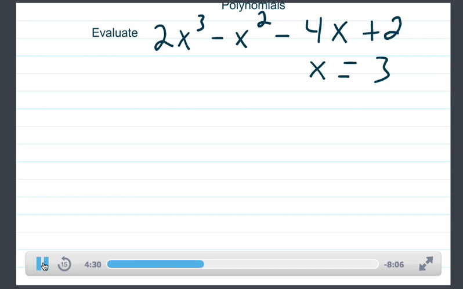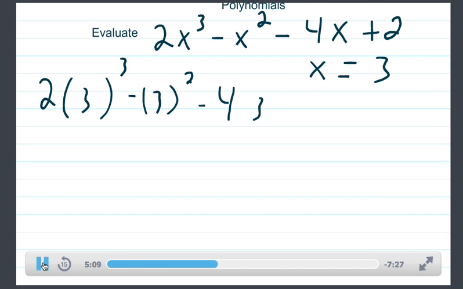Evaluating a polynomial is the same as evaluating any other expression. Simply plug in the given value of x and figure out what the value of the polynomial is. For example, for this problem right here, 2x to the 3rd minus x to the 2nd minus 4x plus 2, where x is equal to 3. All you do is plug in 3 for the x's. Minus 3 to the second minus 4 times 3 plus 2. Now all you do is solve the problem.